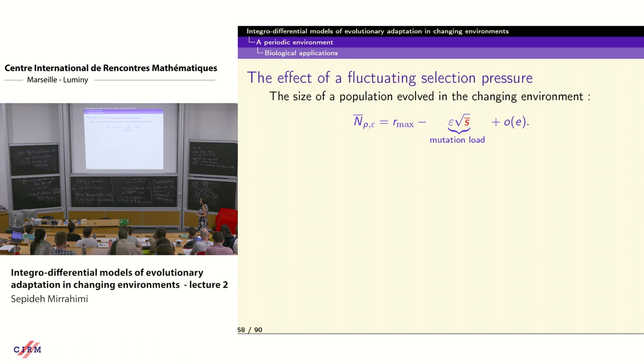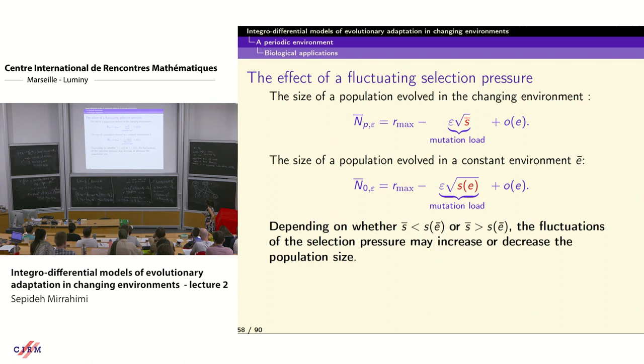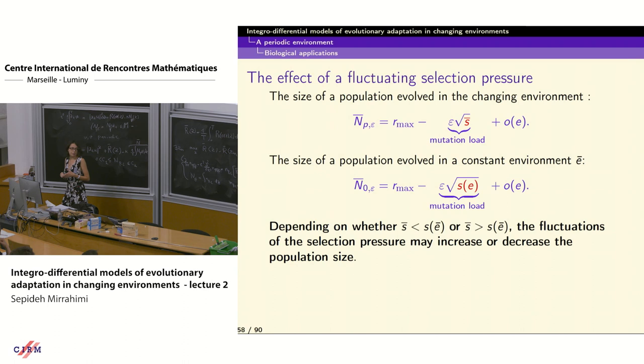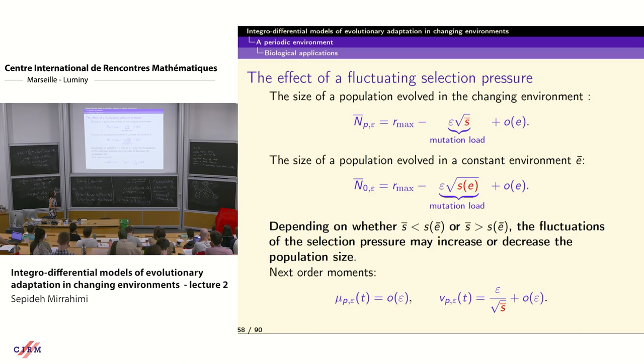And now if we compare it with the population which has evolved in a constant environment E bar, we have to compare it with a formula where, instead of S bar, we have S of E bar. And we see now that it is not clear that this has always a negative effect, because depending on whether S bar is less than or greater than S of E bar, this would increase or decrease the population size. So this is not always a negative effect. It could also be a positive effect. If on average the strength of selection is smaller, then the population size will be greater. And then we can also compute the next orders with some moments.